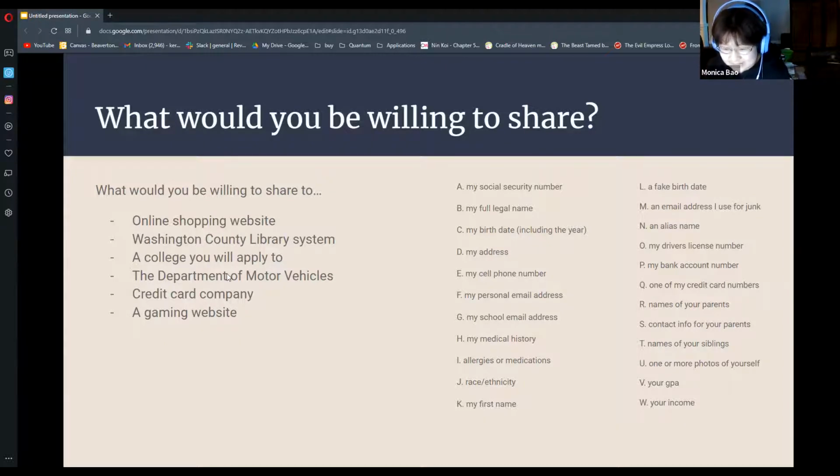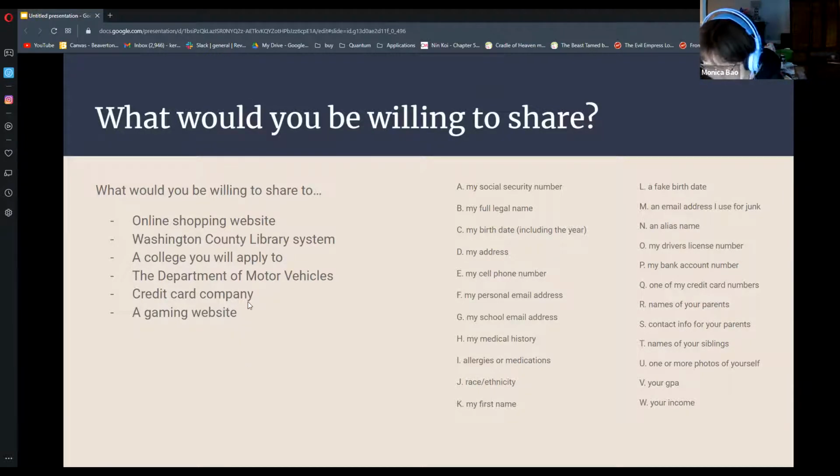DMV, I see a lot of letters. A, social security number. B, full legal name, birthday, address, cell phone, personal email address, and then driver's license. Yeah, that'd be pretty good. I don't think you'd use fake names or fake birthdays or fake anything, because this is official from the DMV. I'd hand over pretty much anything to the DMV if it was reasonable.